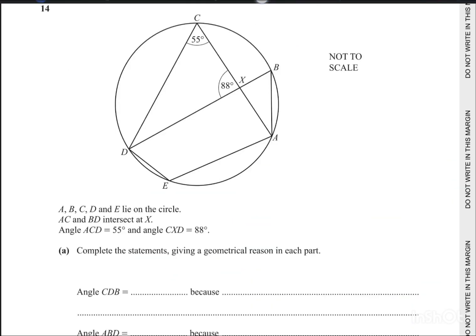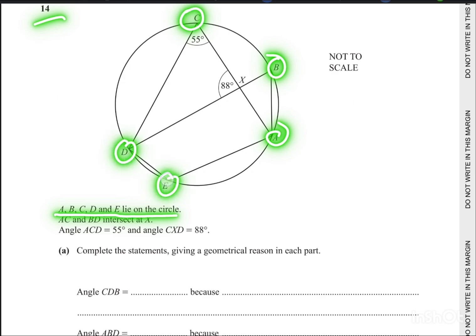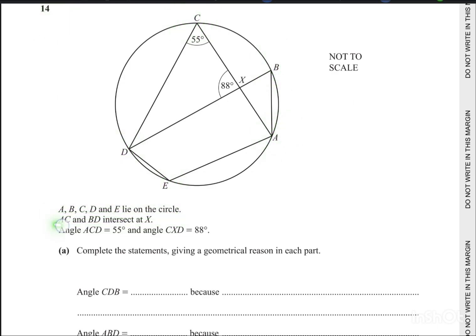Question number 14. A, B, C, D, E lie on a circle. AC and BD intersect at X. Angle ACD is equal to 55 degrees, this angle is given. And CXD is 88 degrees, this angle is given. Complete the statements giving a geometrical reason in each part. We need to complete the statements here.